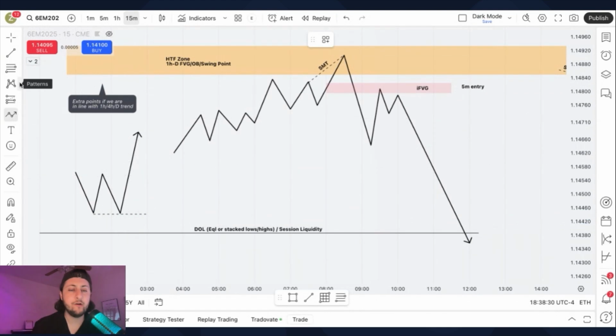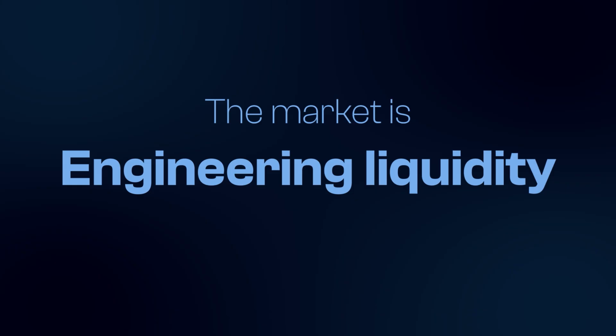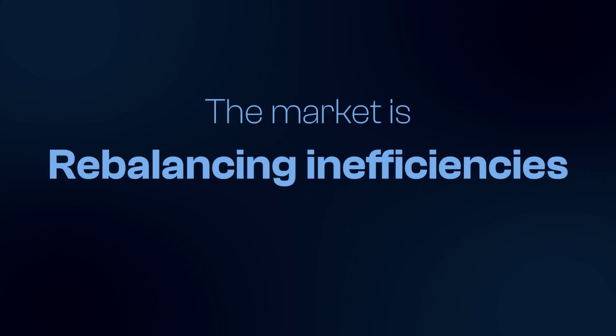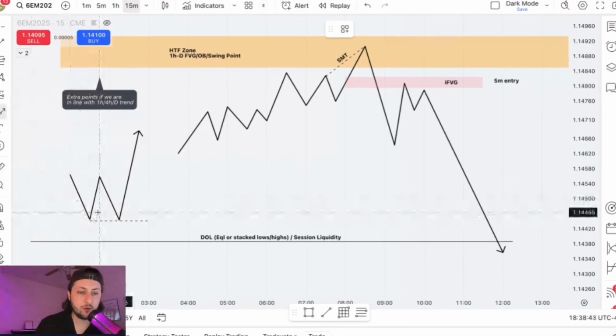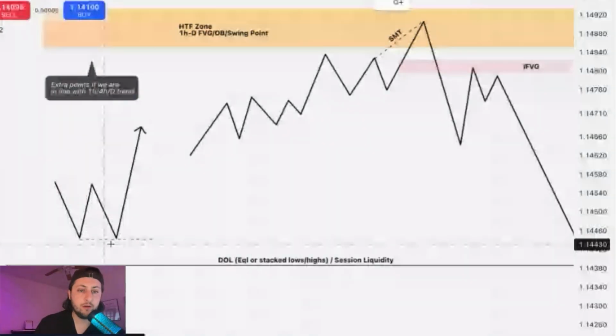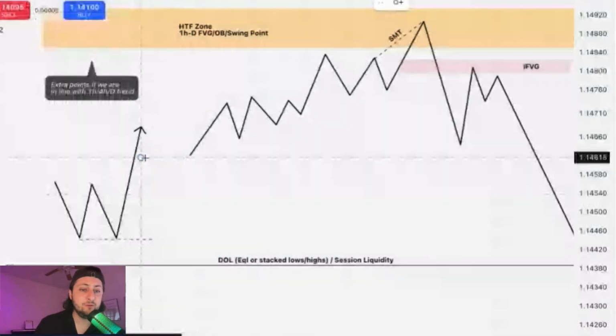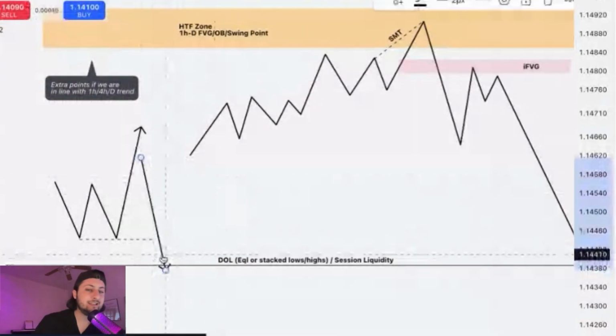Now, what happens? What is the whole narrative behind what the market is doing? The market is hunting liquidity, engineering liquidity, rebalancing inefficiencies. Those are the 3 things the market is doing at all times. So right here, it was engineering liquidity in the form of equal lows. The market wants to hunt liquidity. And what happens is we use these equal lows as a draw to trade down towards. So that's the idea behind it.